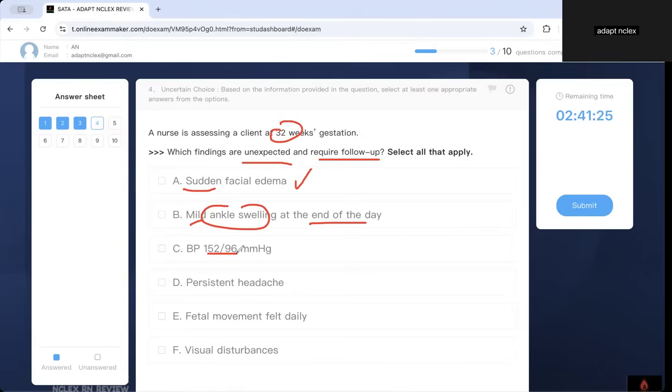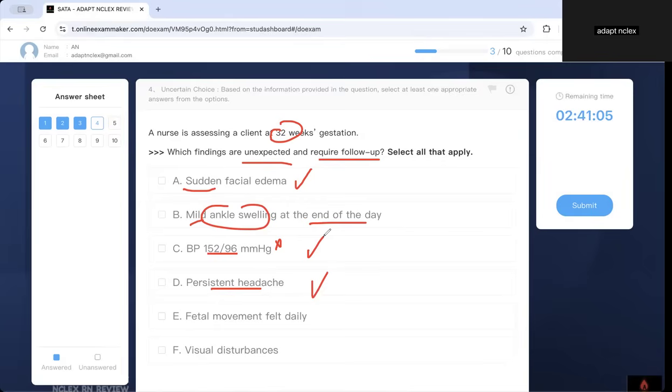Look at the blood pressure. 32 weeks pregnant with this, I've got to worry about preeclampsia. And if you have a headache that's not going away, you can have a headache, but the word said persistent, I should worry about you too.